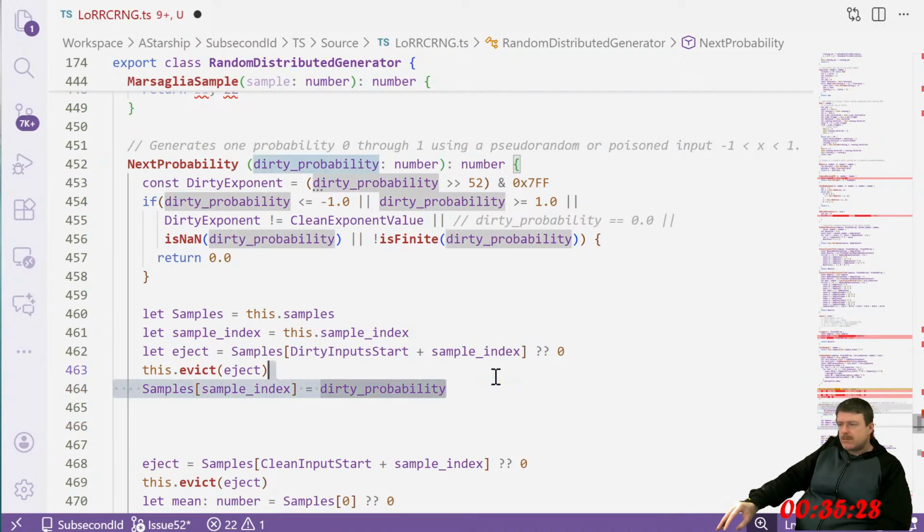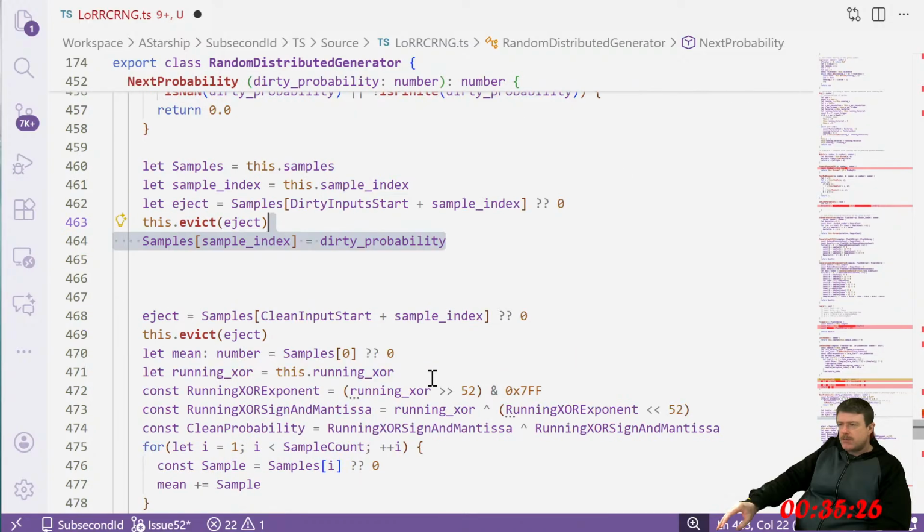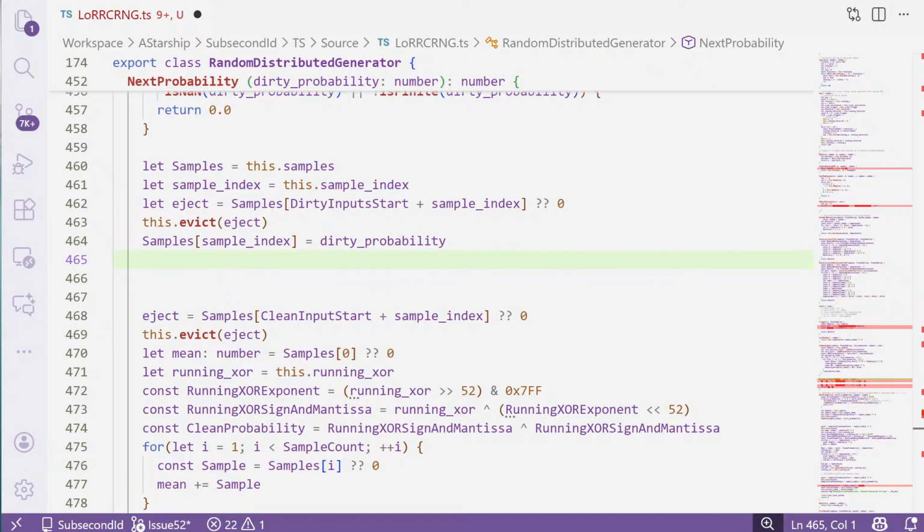All right, so this is my dirty probability. I like calling it a dirty probability and a clean probability. There's just something about the wording of it that gives me joy. It makes me want to smile. It makes me think dirty things.